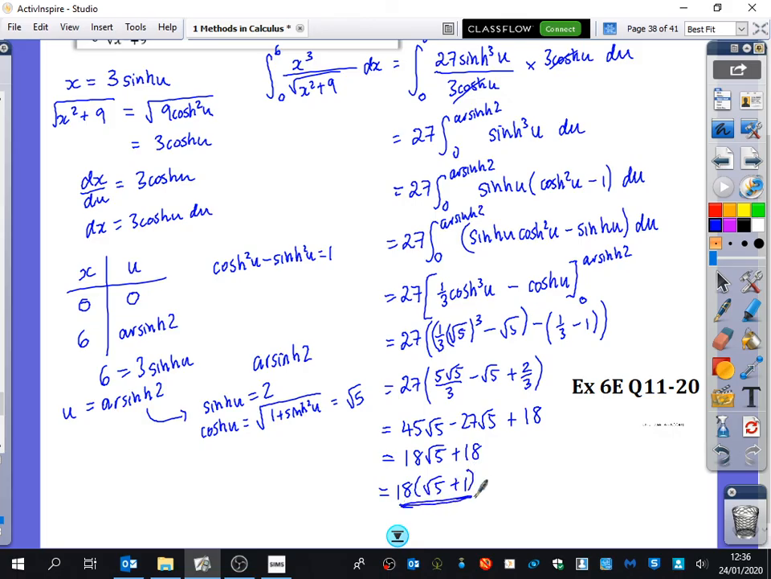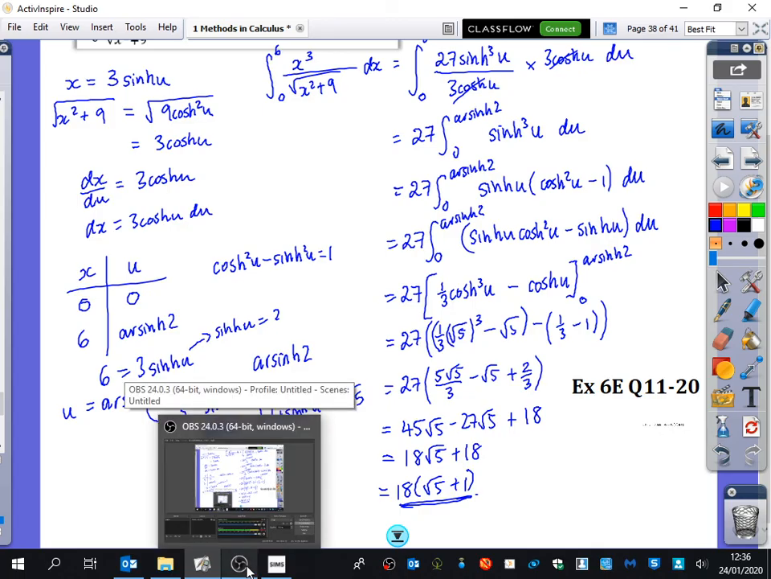So the bit that we got stuck with was trying to do the arcsinh going into cosh, but we knew that if sinh u was 2, we could work out what cosh u was to be able to do that substitution. Very, very difficult question.